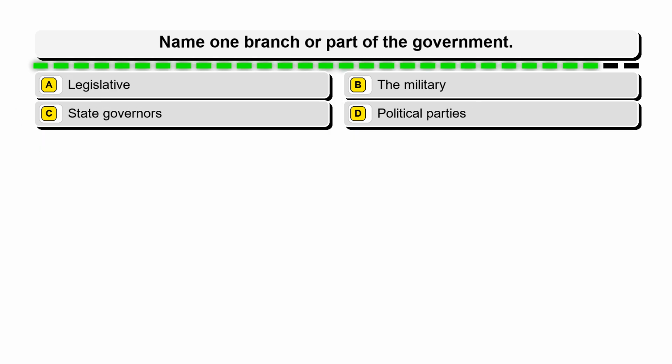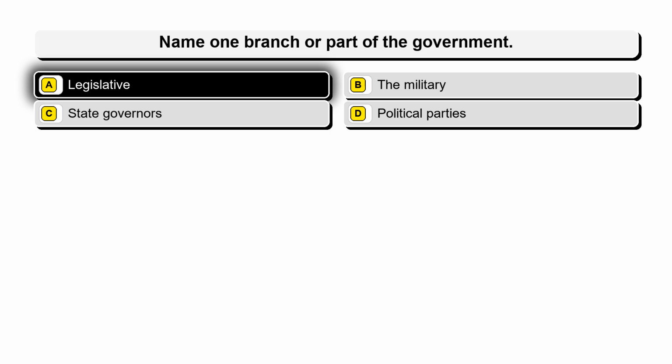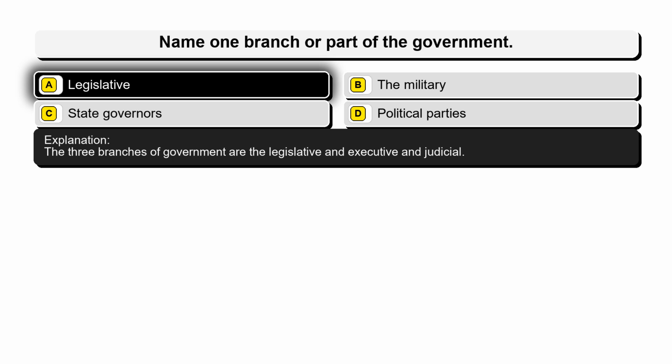Question 109. Name one branch or part of the government. Option A, legislative. Option B, the military. Option C, state governors. Option D, political parties. The correct answer is option A, legislative. The three branches of government are the legislative and executive and judicial.